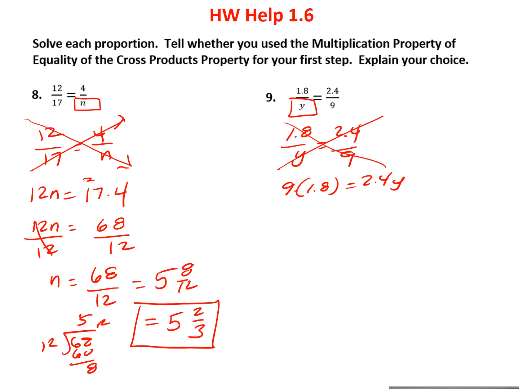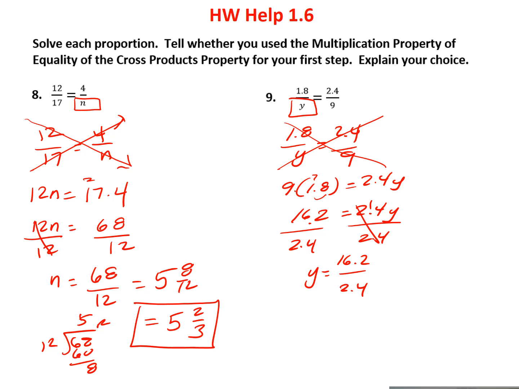So 9 times 8 is 72. Carry the 7. 1 times 9 is 9, plus 7 is 16, and that's 16.2, I got 1 decimal point, equals 2.4y. And now we'll undo 2.4 times y by dividing by 2.4. That goes to 1, and so now my y is going to equal 16.2 divided by 2.4.